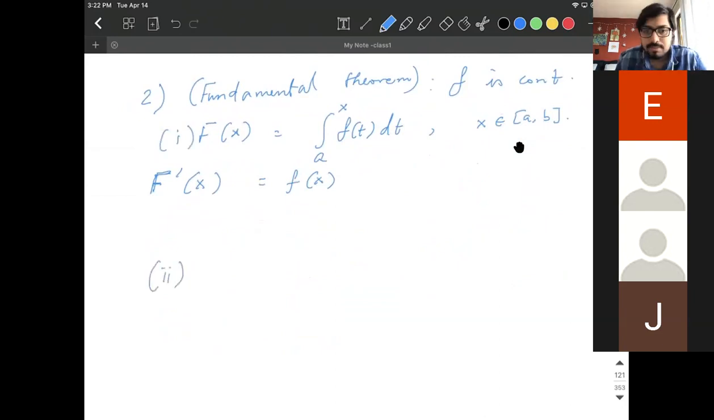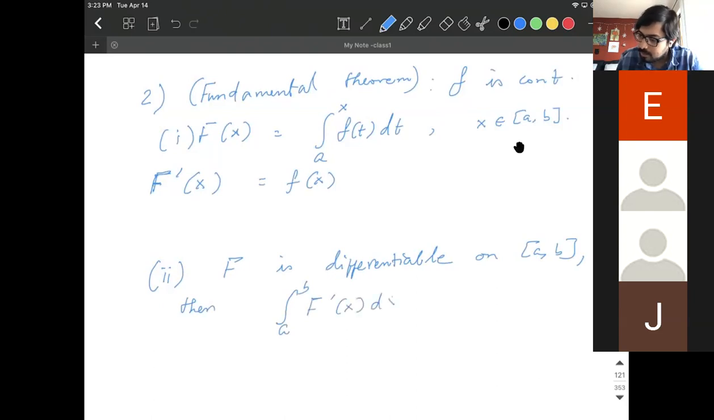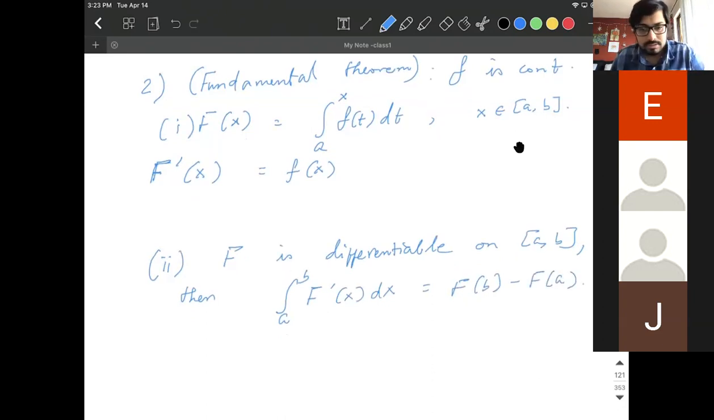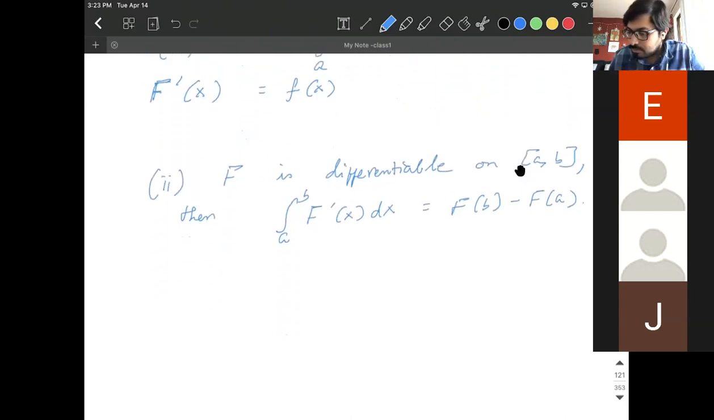But the most important thing is the second one: if f is differentiable on this interval AB, then you can evaluate the integral of f prime by simply evaluating f at the endpoints and taking the difference. So that's the crucial result in the fundamental theorem that we will use from time to time.